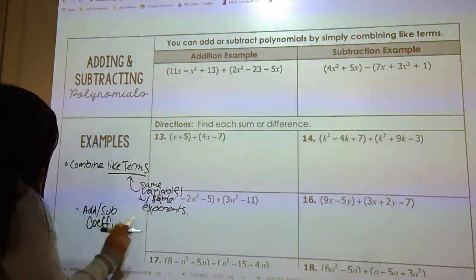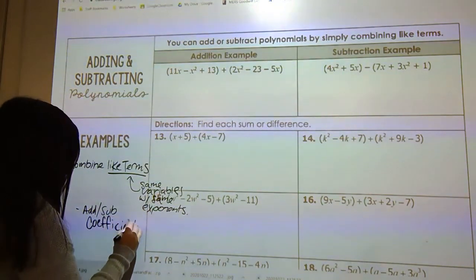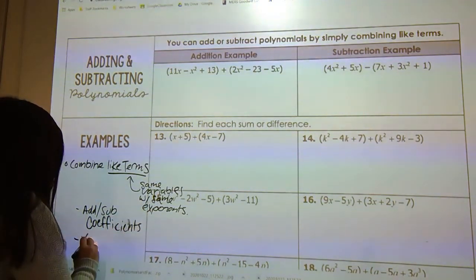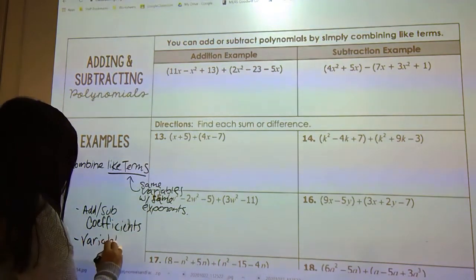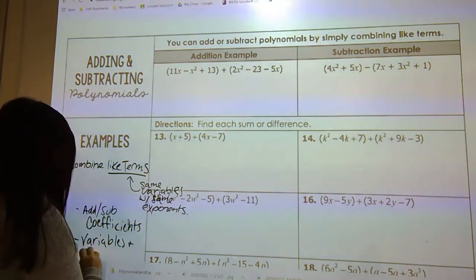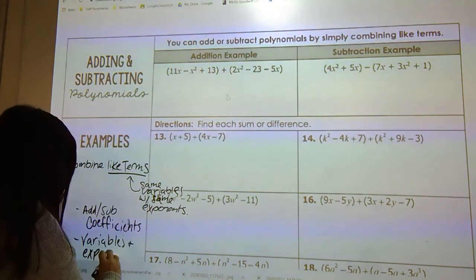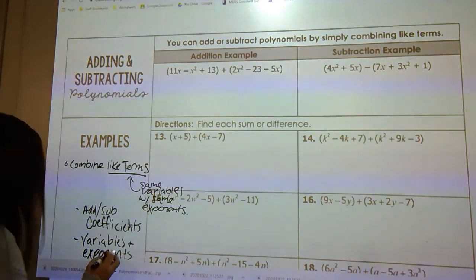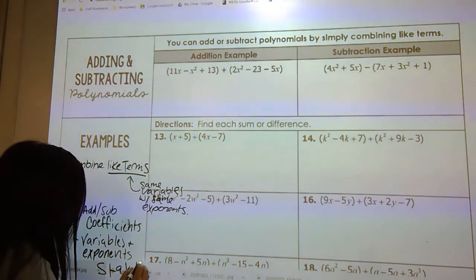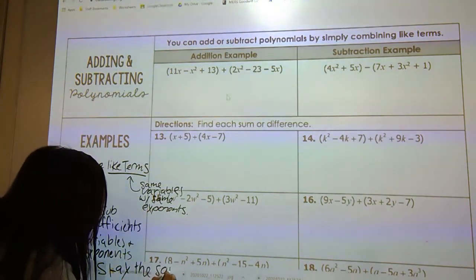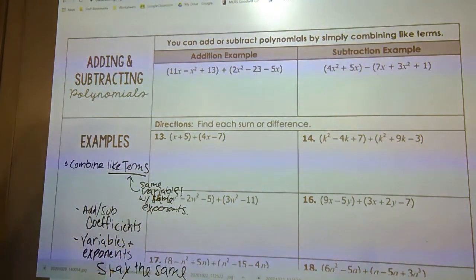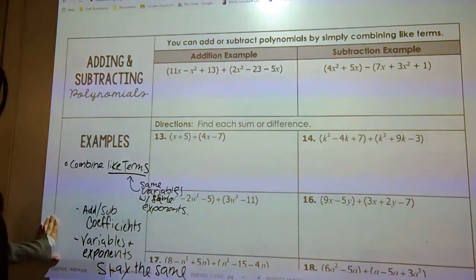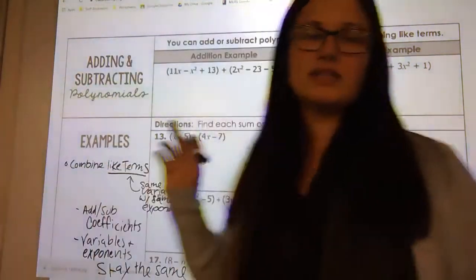While the variable and exponents stay the same. Okay, so this is very messy. I'm sorry. I'm trying to write it big enough, making sure everybody can see it.